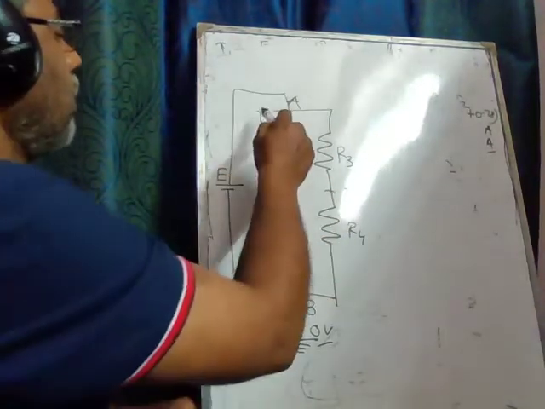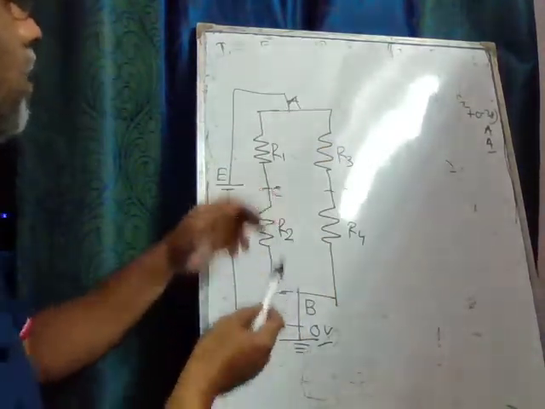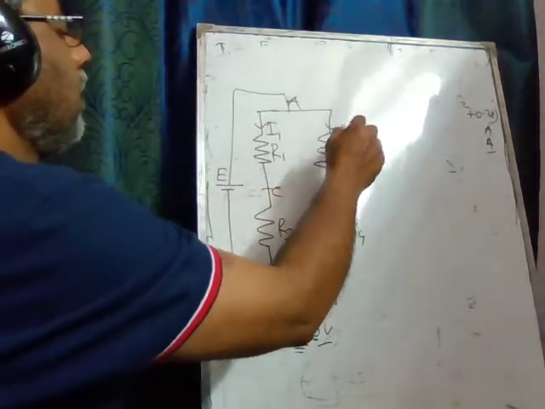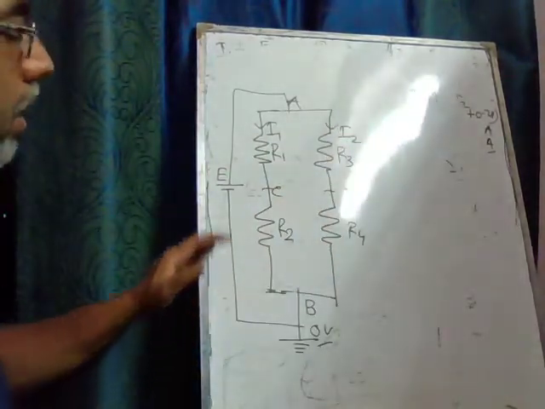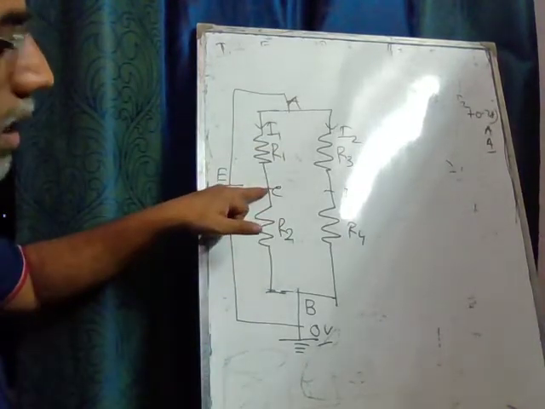Now you can add both the currents to get the total current. So this is I1, flowing this way, and I2 is flowing this way. Clear? So in this way we calculate. Next we calculate the potential of this point C.